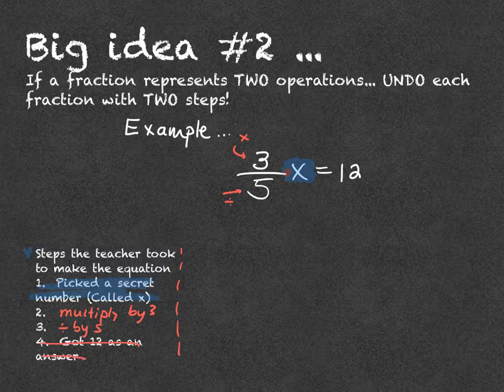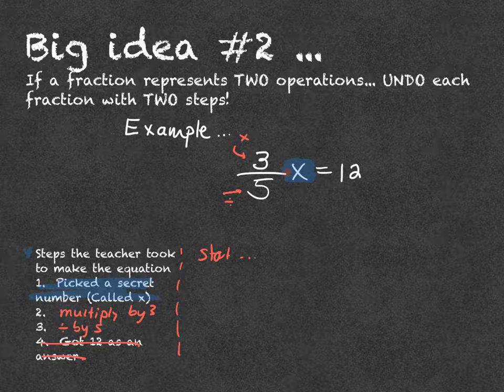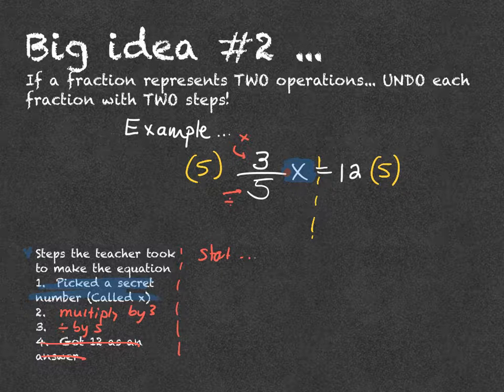So if they got 12 as an answer, we're going to start with their equation. Now, the last thing they did was divide by 5. So how do I undo dividing by 5? Well, I'm going to multiply both sides by 5. So it's easy to see that 12 times 5, that's obviously 60.